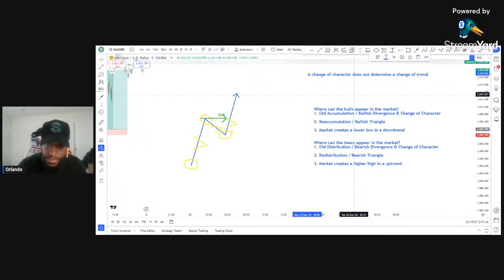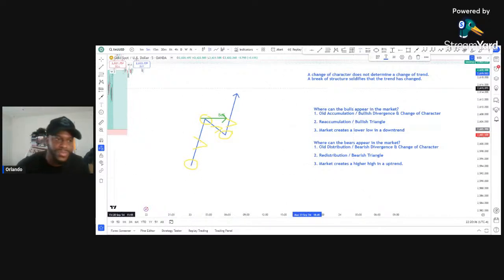Okay? A break of structure solidifies that the trend has changed, not a change of character. A change of character does not determine a change of trend.